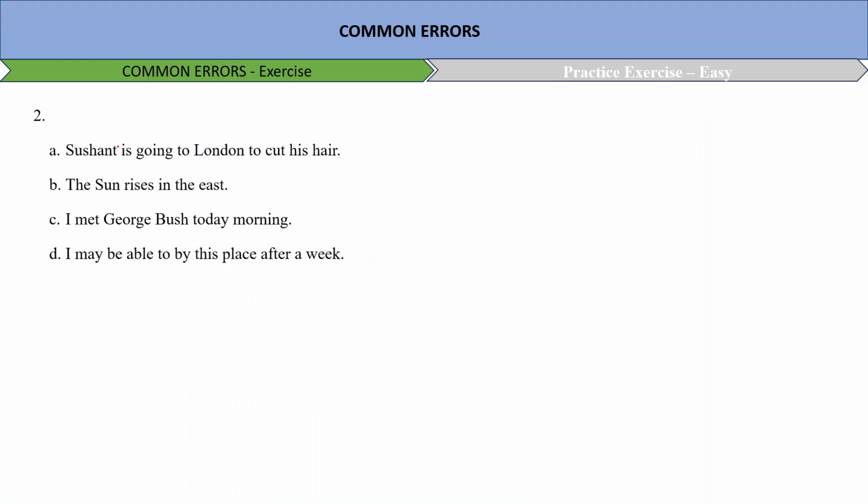Next question. Sushant is going to London to cut his hair. The sun rises in the east. I met George Bush today morning. I may be able to buy this place after a week. Okay, let's understand the errors here. 30 seconds time.